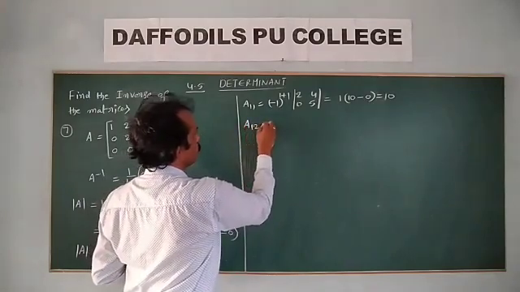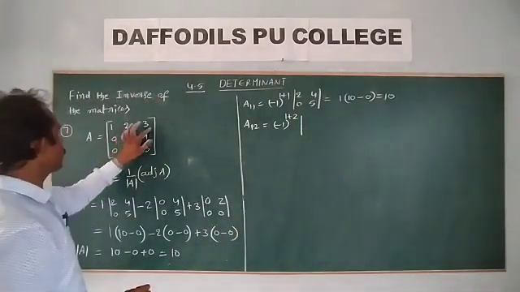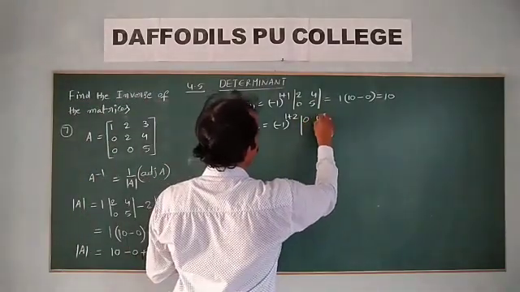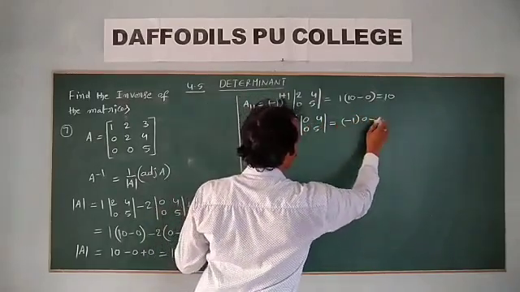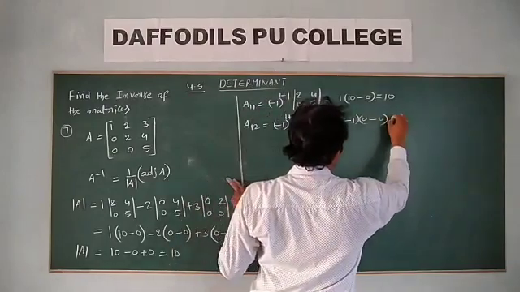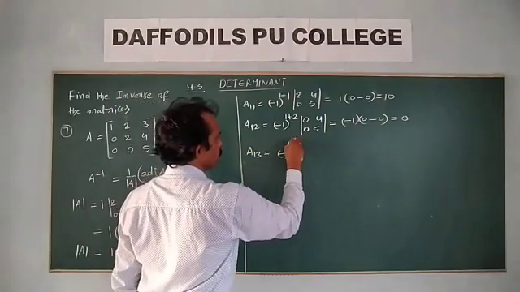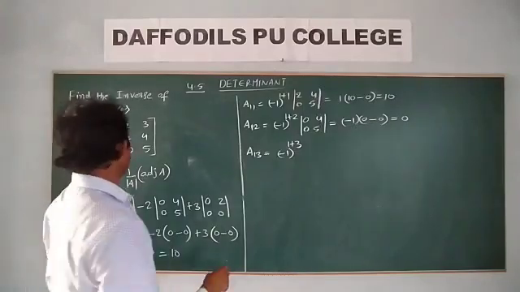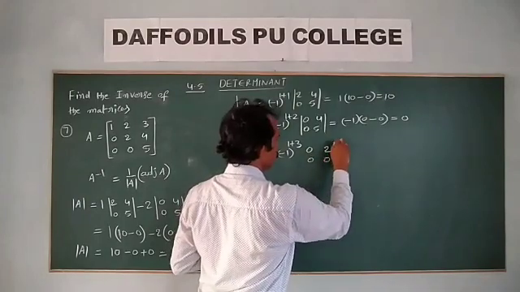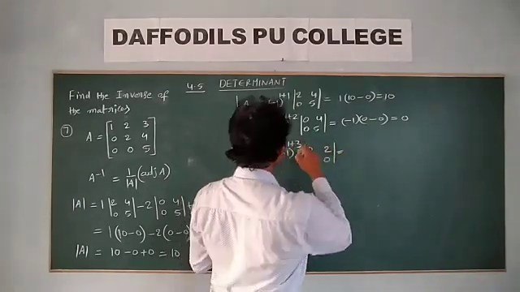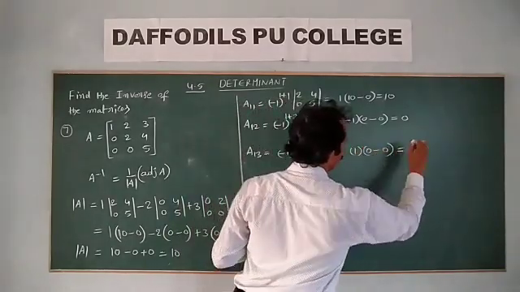Next, A12: minus 1 to the power of 1 plus 2, its minor, deleting this row and this column, 0, 4, 0, 5, is equal to minus 1 of 0 minus 0. So the answer is 0. Next, A13: minus 1 to the power of 1 plus 3, deleting this row and this column, its minor 0, 2, 0, 0, so plus 1 of 0 minus 0. So this answer also is 0.